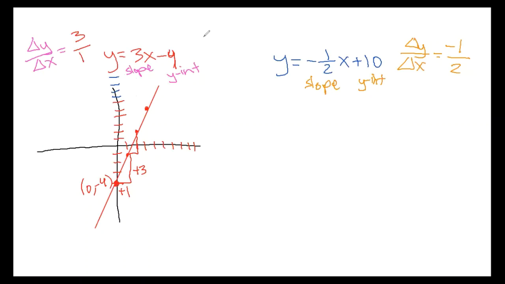On your homework, it should be a lot easier because I provided you a graph to graph your equations. So we start at positive 10, 0, 10 is my y-intercept. My change in y is negative 1, and my change in x is 2. So that means I go down 1 to the right 2. Down 1 to the right 2. Down 1 to the right 2, and so forth.